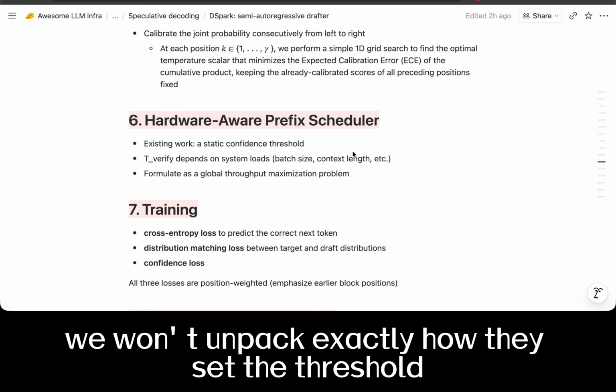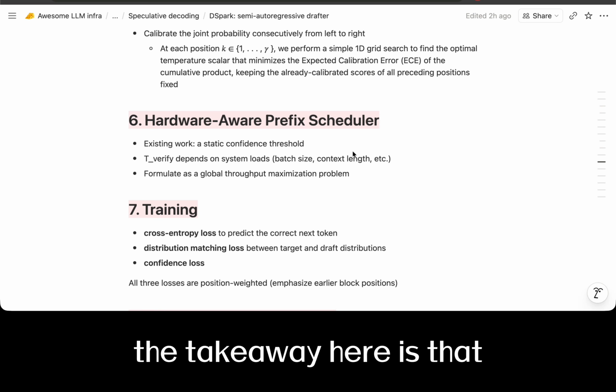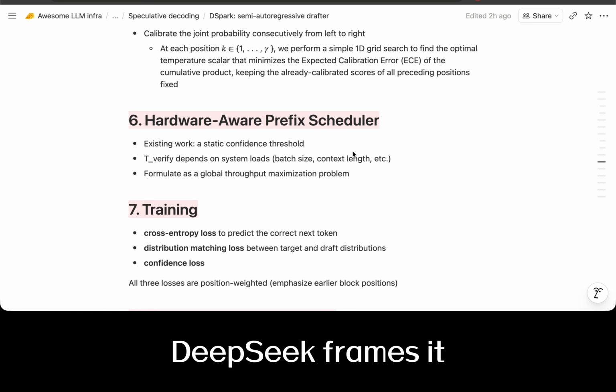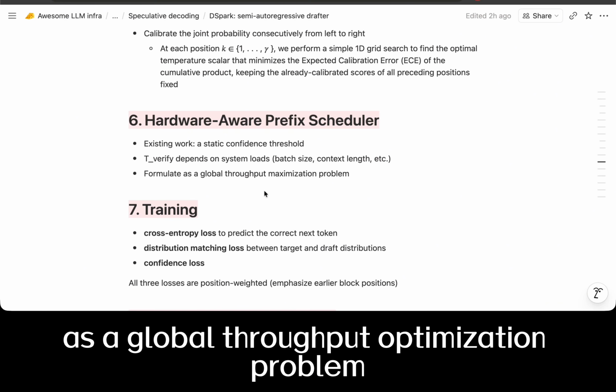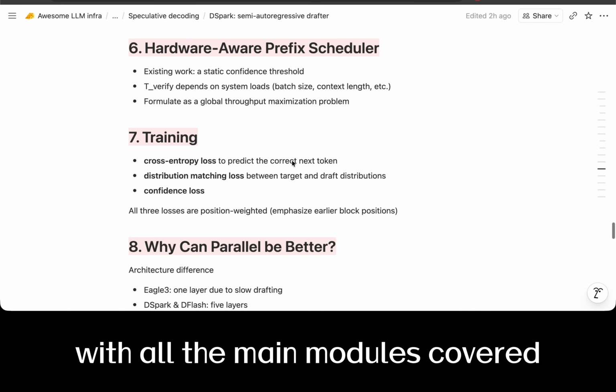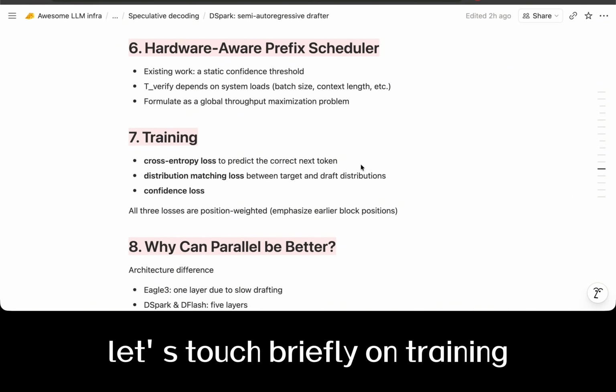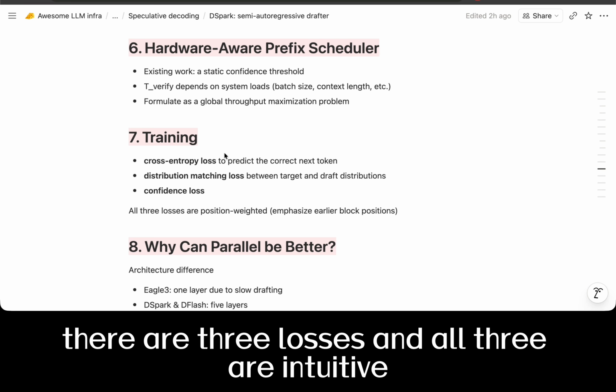We won't unpack exactly how they set the throughput from the system load. The takeaway here is that DeepSeek frame it as a global throughput optimization problem. With all the main modules covered, let's touch briefly on training. There are 3 losses and all 3 are intuitive.